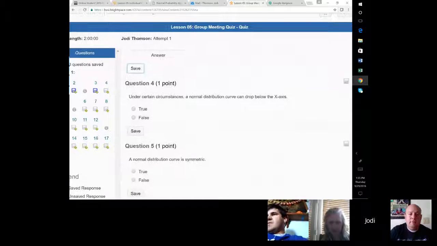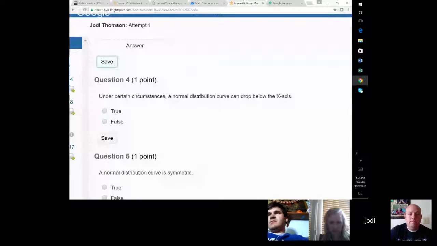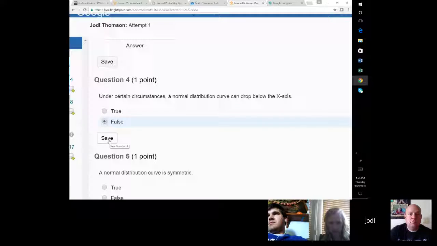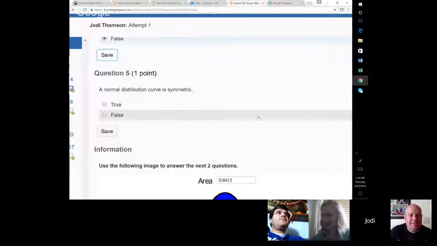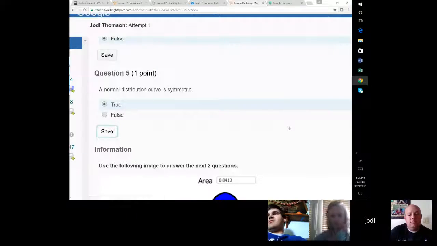Okay, under certain circumstances, a normal distribution curve could drop below the x-axis. That is false, correct? Yeah. I agree. Okay. A normal distribution curve is symmetric. True. Yes.